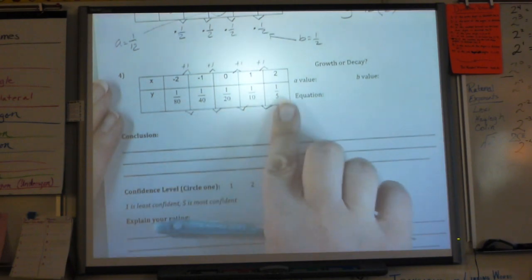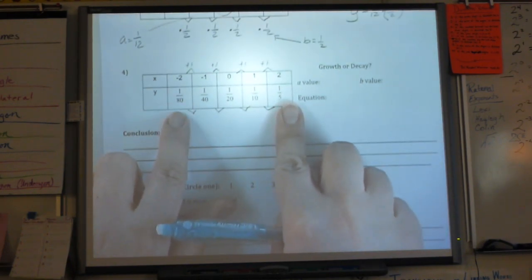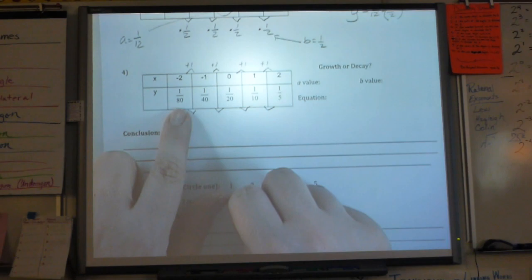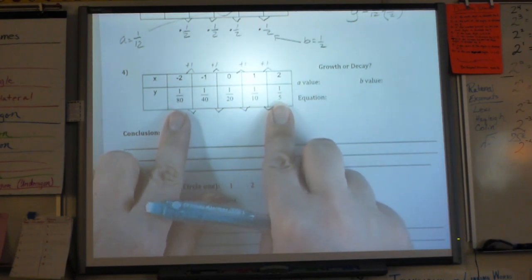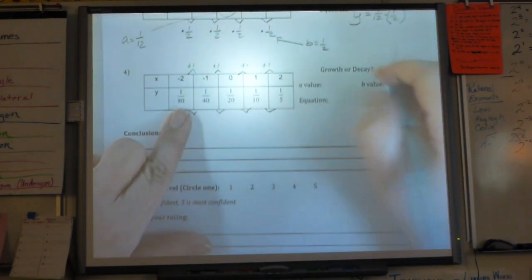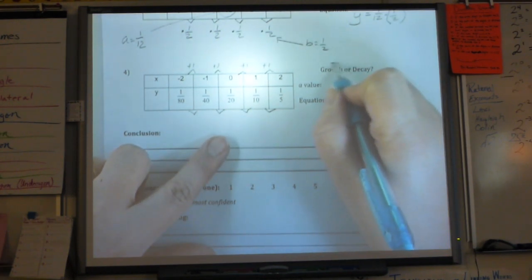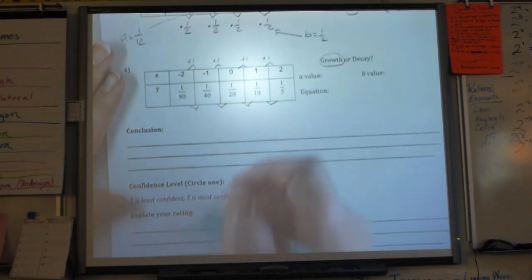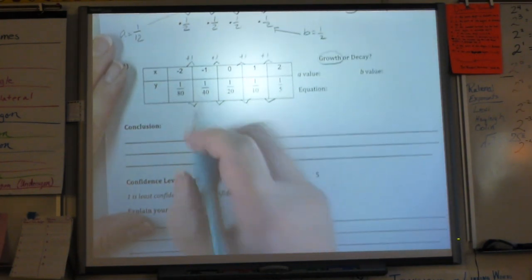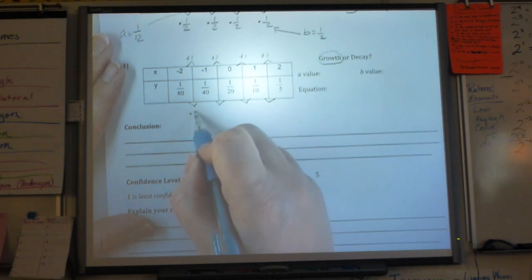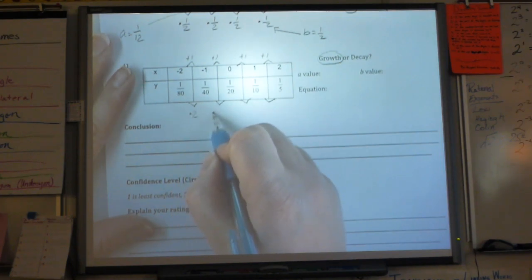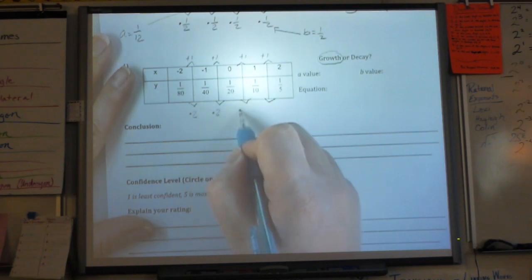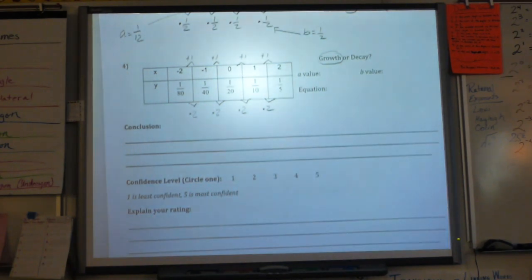Okay, is this increasing or decreasing? Increasing, right? 1/80th of something is quite small. 1/5 of something is quite a bit larger than 1/80th. So we have exponential growth. We're going to assume it's exponential growth. We need to see if we have a constant growth factor here. What's the relationship between 1/80th and 1/40th? Multiplied by 2. Between 1/40th and 1/20th, we multiplied by 2. Between 1/20th and 1/10th, and then from 1/10th to 1/5, we're doubling each time.